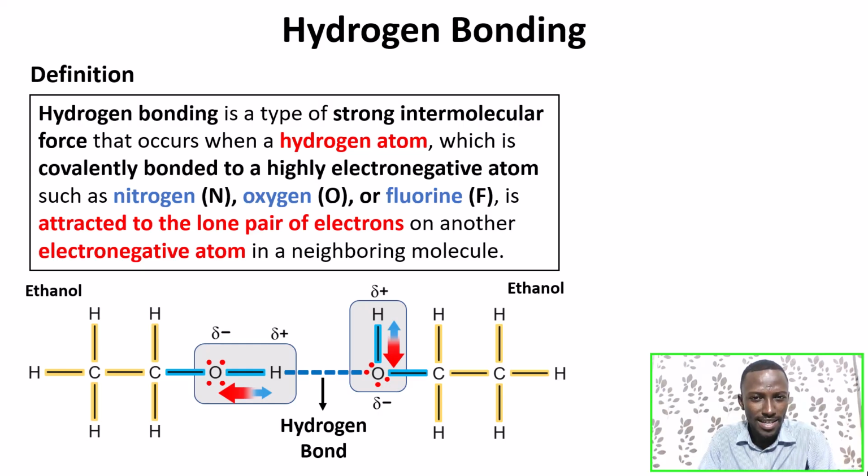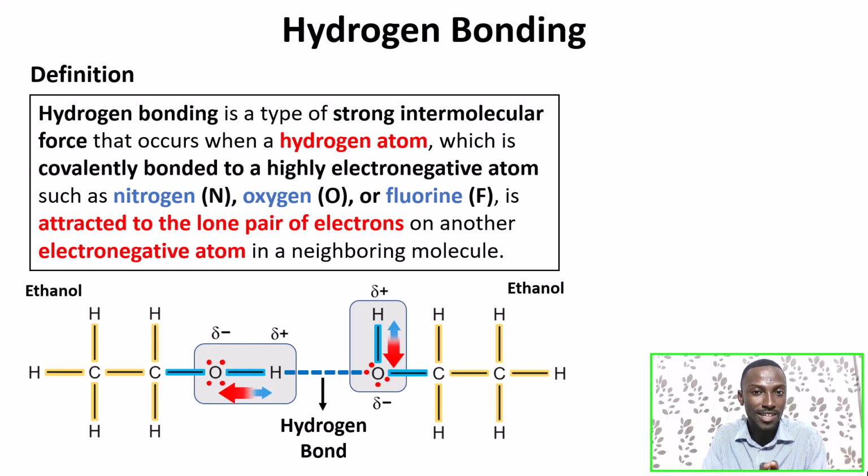You remember in an earlier video on dipole-dipole interaction, we said hydrogen bonding is a special type of dipole-dipole interaction. Good. So if you look at ethanol, ethanol is a dipole. So the 2 ethanol molecules are dipoles. So this is also a dipole-dipole interaction. But this is a special kind of dipole-dipole interaction because it occurs between hydrogen and a highly electronegative atom.